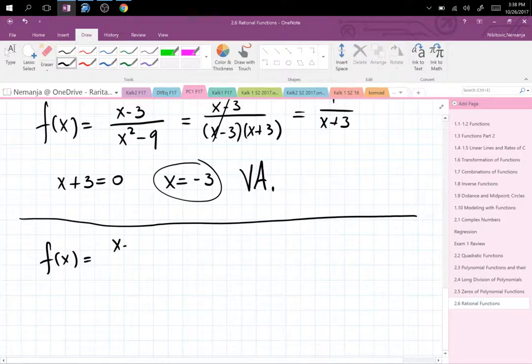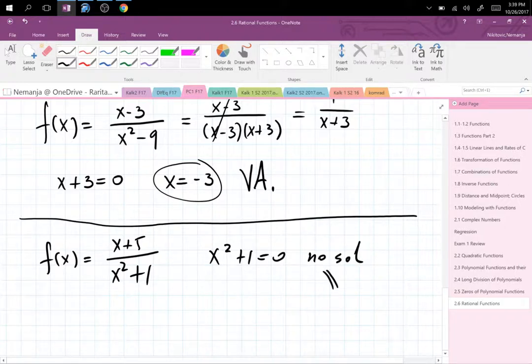So let's say you have x plus 5 divided by x squared plus 1. You see, x squared plus 1 equal to 0 has no solution in the real plane, therefore no vertical asymptotes. So in this case, x squared plus 1 equals 0 has no solution, which implies no vertical asymptotes. So how many vertical asymptotes could we have at one time? You can have none. You can have 1, 2, 3, 4, whatever amount, all the way to infinitely many.